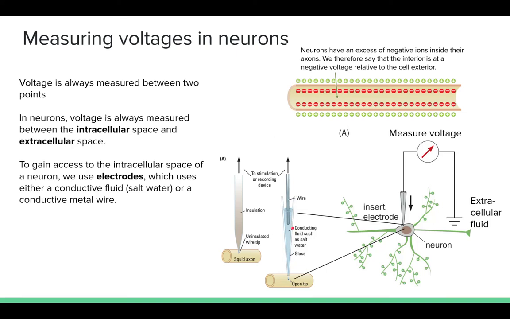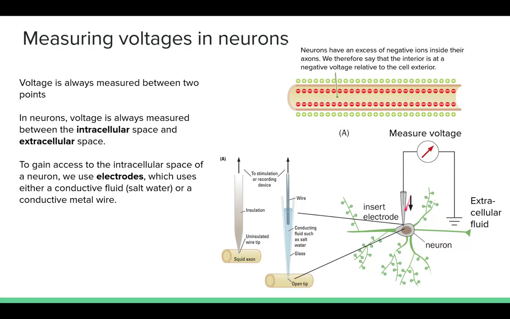electrode, and it can consist either of a glass tube that's filled with a conducting fluid and that has an open tip so that the inside of the cell becomes continuous with the fluid inside the electrode. We can also use a metal wire that is insulated except for at the very tip. Again, this allows there to be some electrical continuity between the inside of the cell and the metal part of the wire. We then hook this wire up to a voltage measuring device.